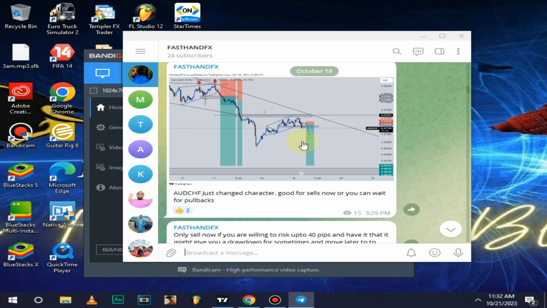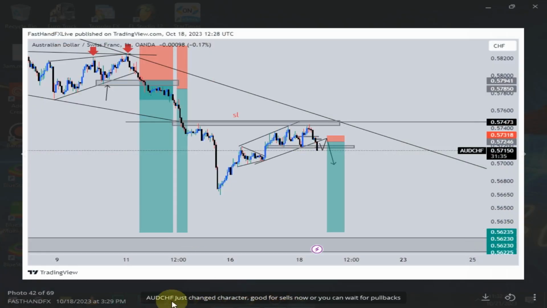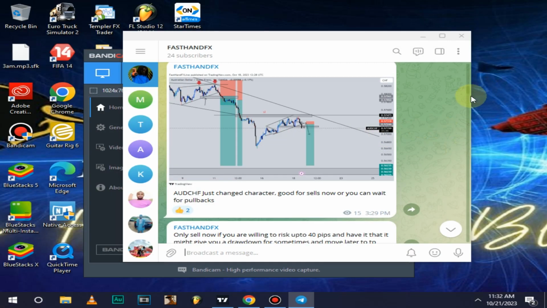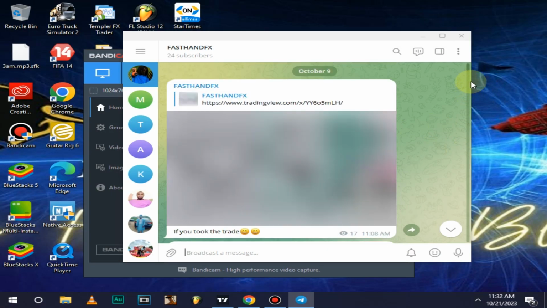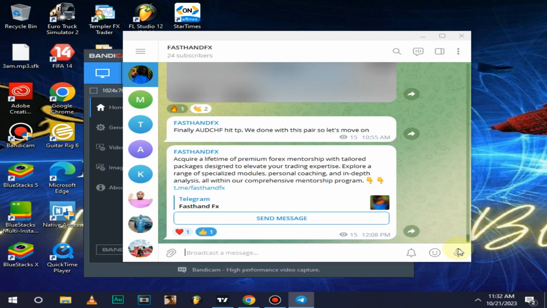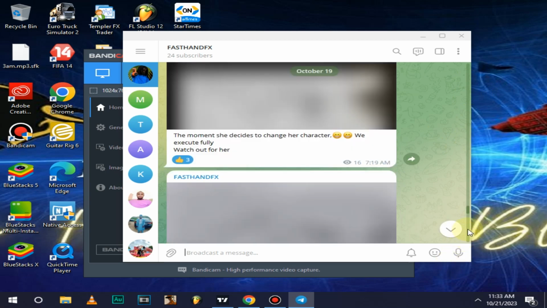This is it. Aussie Swiss franc just changed character. Here it is. This is the third time I did call out for sale. I said Aussie Swiss franc just changed character, good for sales now, or you can wait for pullbacks. So everything was called out for free. I did not charge anything, and we did hit our take profit.